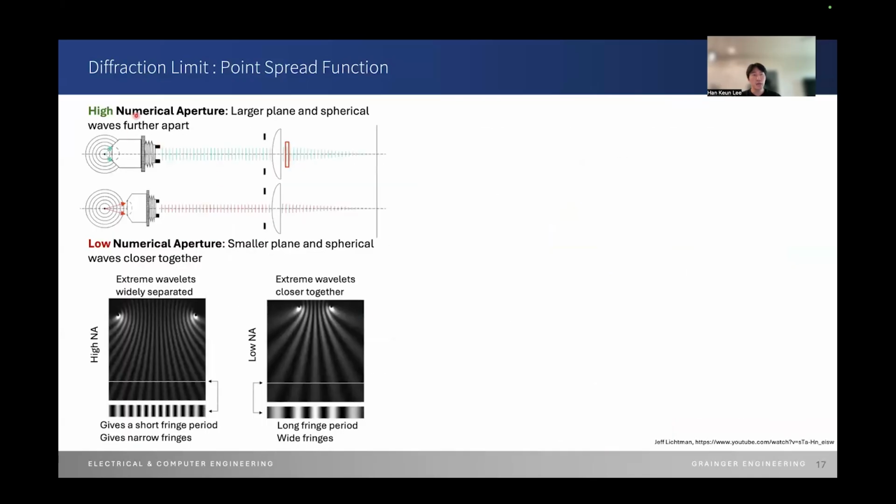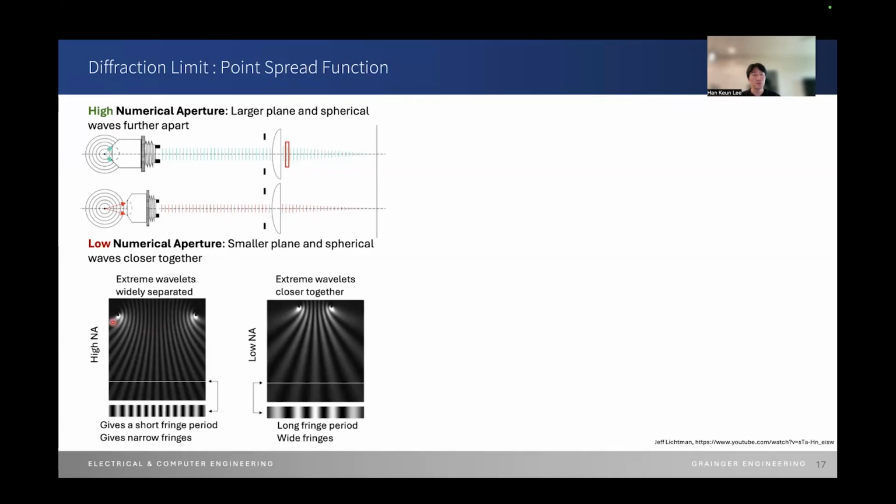So for a high numerical aperture objective lens, more light is being collected, and therefore we can have a bigger plane wave that can propagate and spherical waves farther apart from each other. While for the low numerical aperture objective lens, a smaller plane wave is created and smaller spherical waves closer together. What it means is that the extreme points of these waves are farther apart from each other for high numerical aperture, while for low numerical aperture the extreme points are closer to each other.